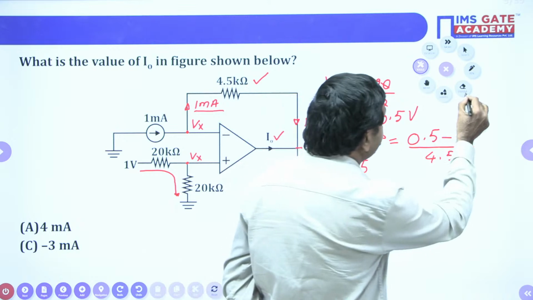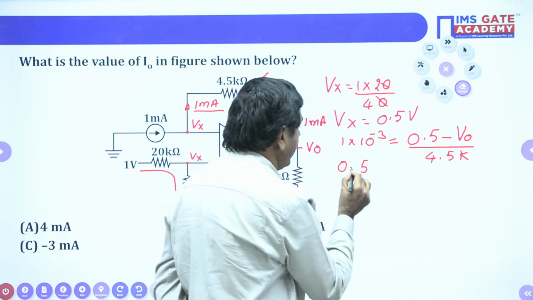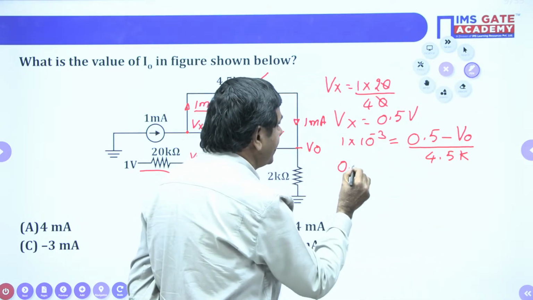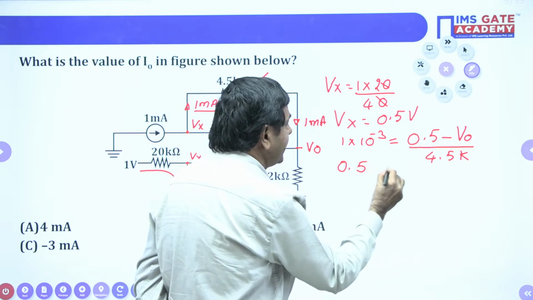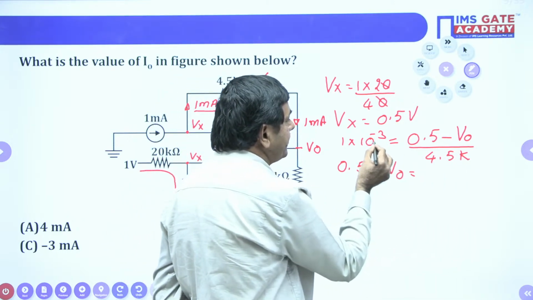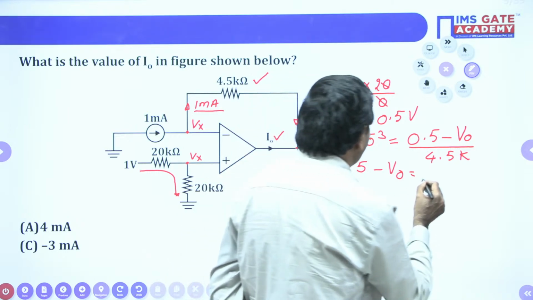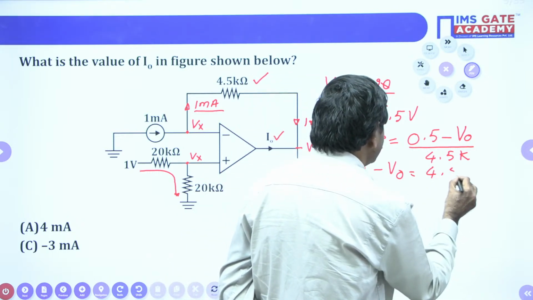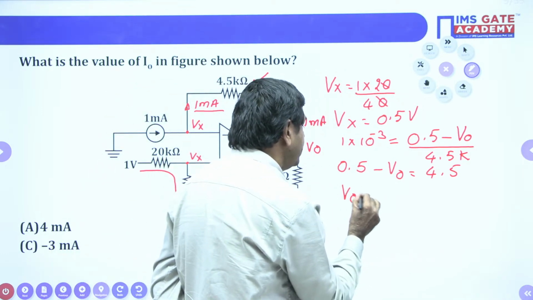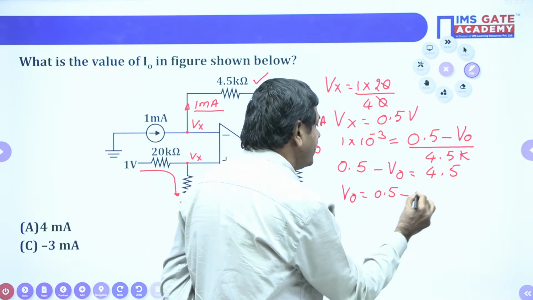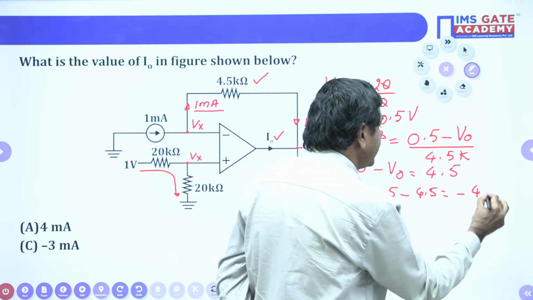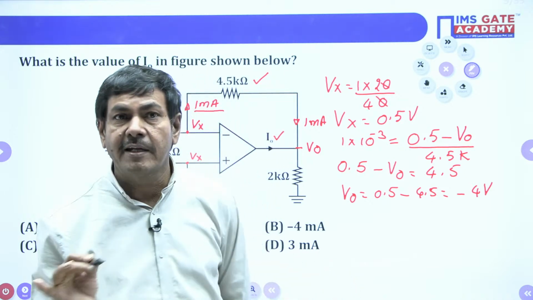Please wait. I'm writing here now: 0.5 minus V naught, which I wish to find. Kilo means 10 power 3, and 10 power 3 with 10 power minus 3 cancel. I'm getting 4.5 here now. What is V naught? V naught equals 0.5 minus 4.5. Finally, this value V naught is nothing but minus 4 volts. That much amount of V naught we are getting from this problem.